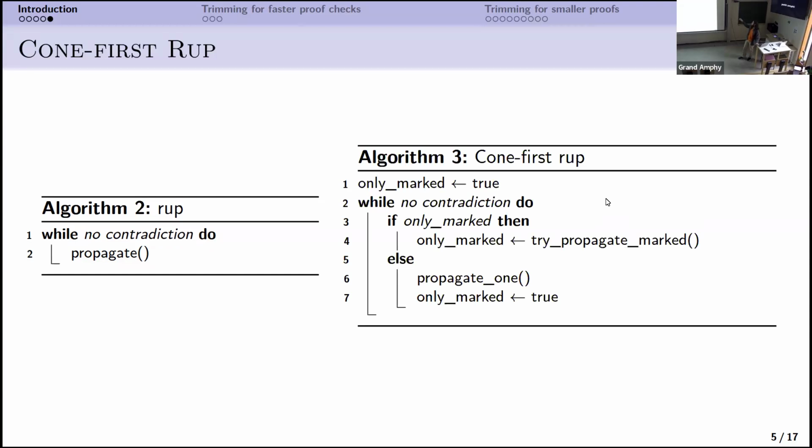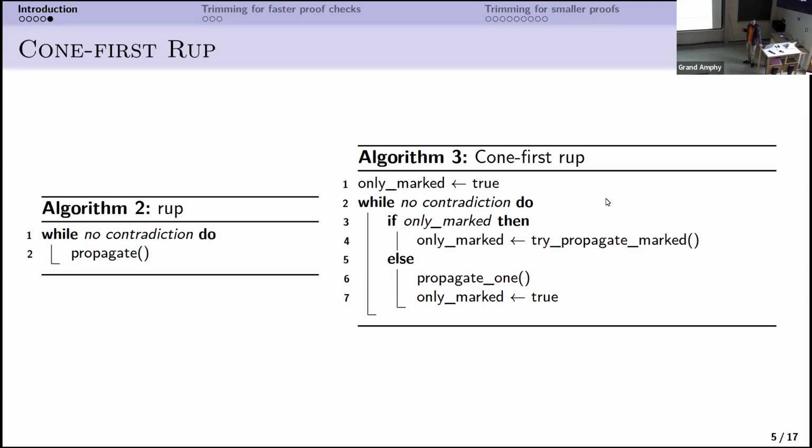The idea is that we are going to propagate in the marked constraints first. The marked constraints are the constraints that we already know we need in the small proof. Each time, we're only propagating in those, and when nothing propagates in the marked constraints, then we're going to propagate only once in the non-marked constraints, and then we're going back to the marked constraints.